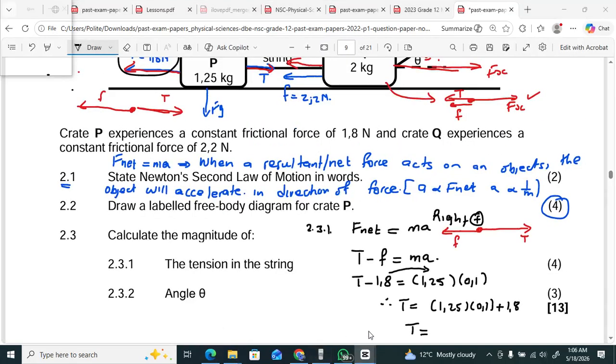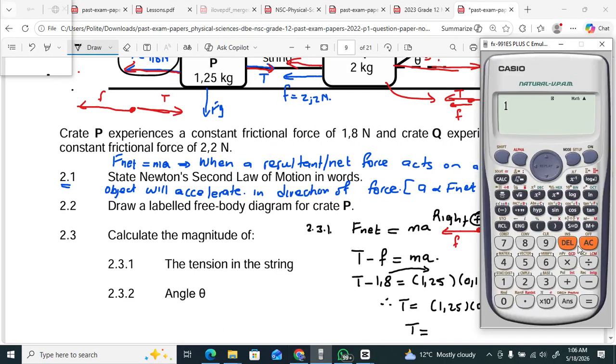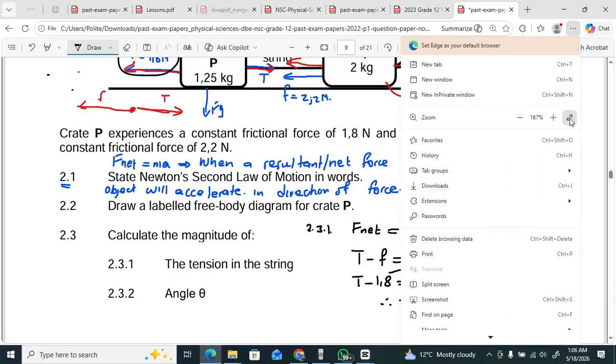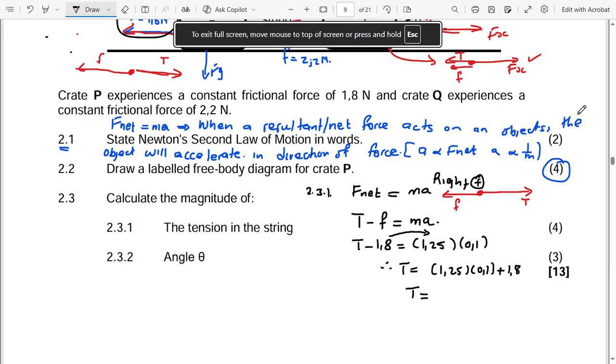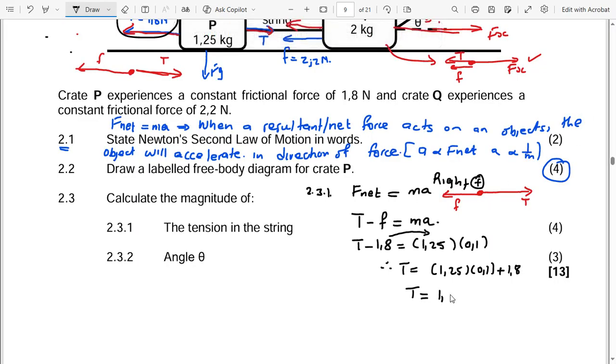I'm just going to put that on the calculator. So this will be 1.25, close the bracket, 0.1, close the bracket, then we add 1.8. This gives us the tensional force of 1.93 if we round it off to 2 decimal places. That's your tension. Easy formats, right? Tensional force is 1.93 newtons.